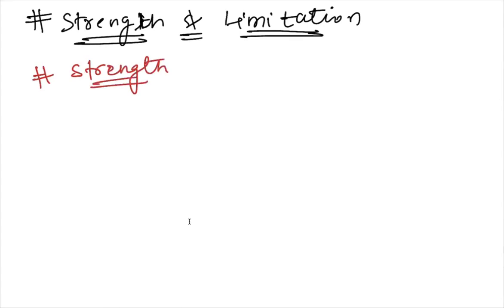The first strength is that the model is very intuitive. What does this basically mean?